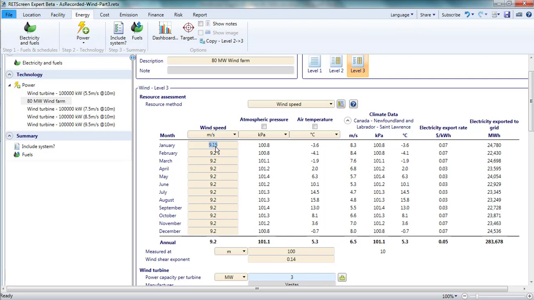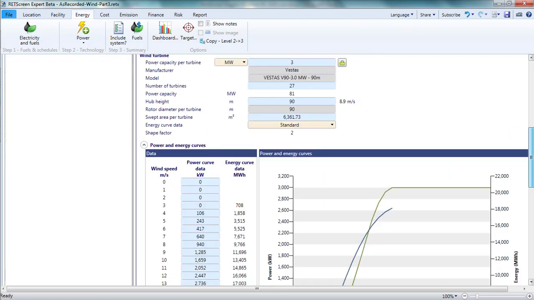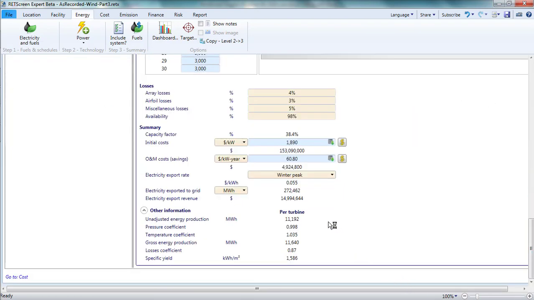The values from the climate database are shown in the Level 3 Analysis monthly table, so I don't need to switch back and forth between the energy page and the location page. Underneath the table, I need to remember to change the measured at height to 10 meters. Scrolling to the bottom of the page, I see that with monthly wind speeds, the annual electricity exported to the grid has declined from 284 gigawatt hours to 272 gigawatt hours.